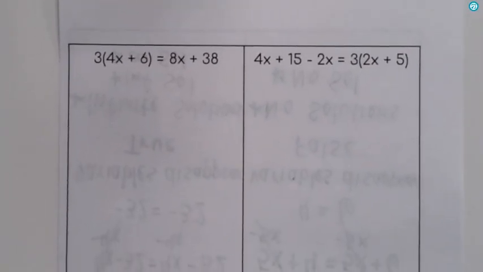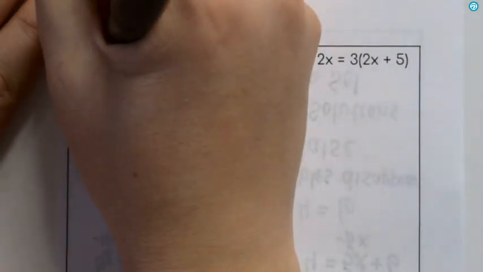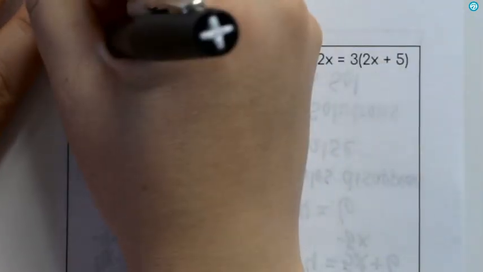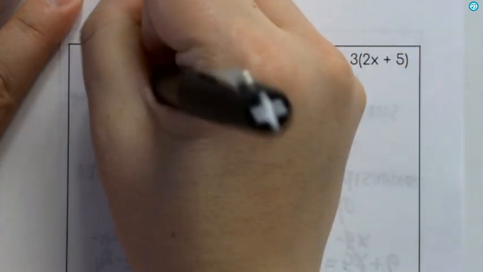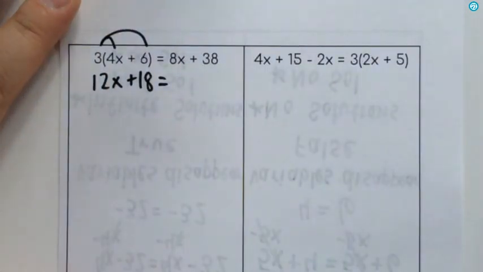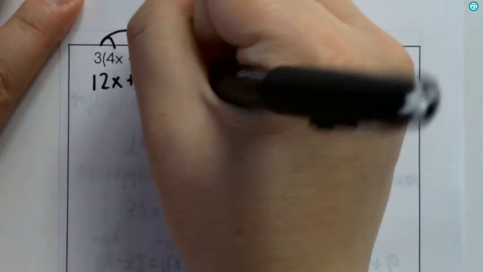We've got 3 times 4x plus 6 equals 8x plus 38. So we'll still start by distributing here. 3 times 4x is 12x. 3 times 6 is 18. And then that is equal to 8x plus 38.